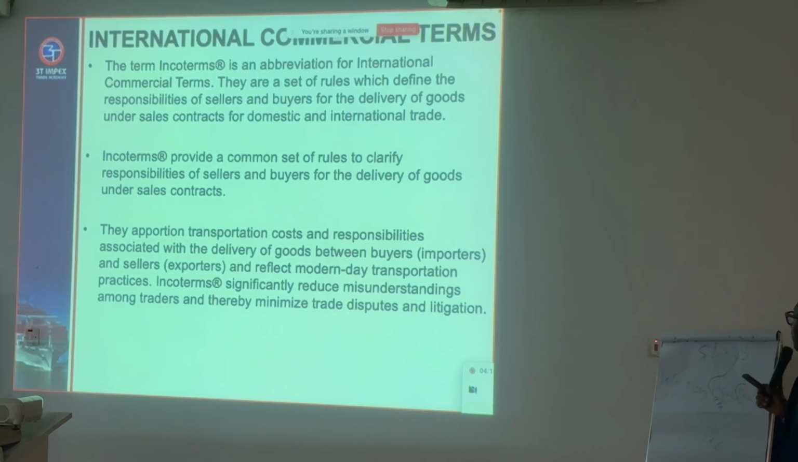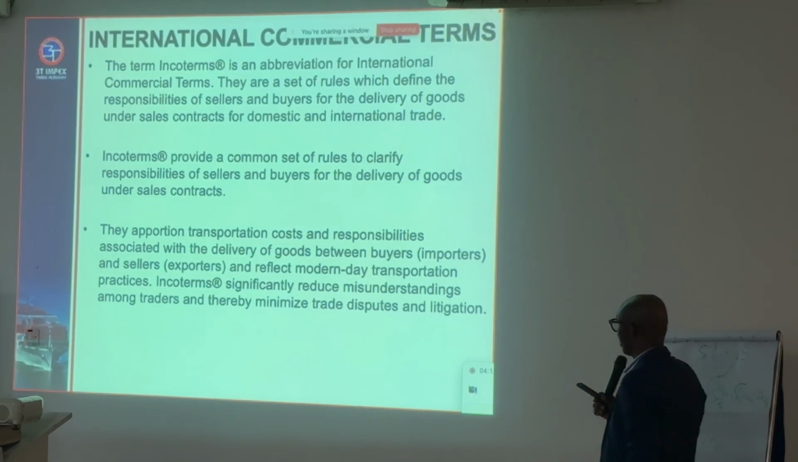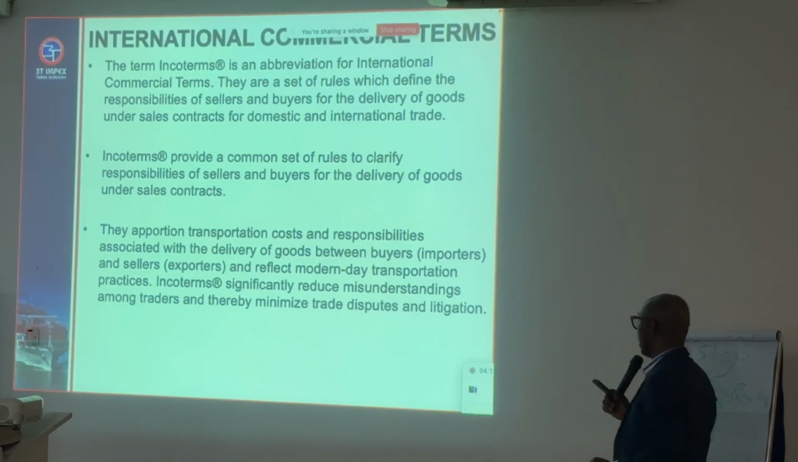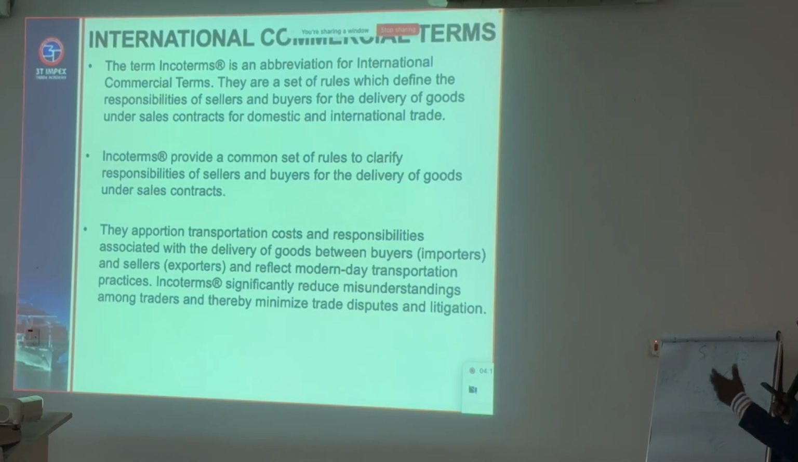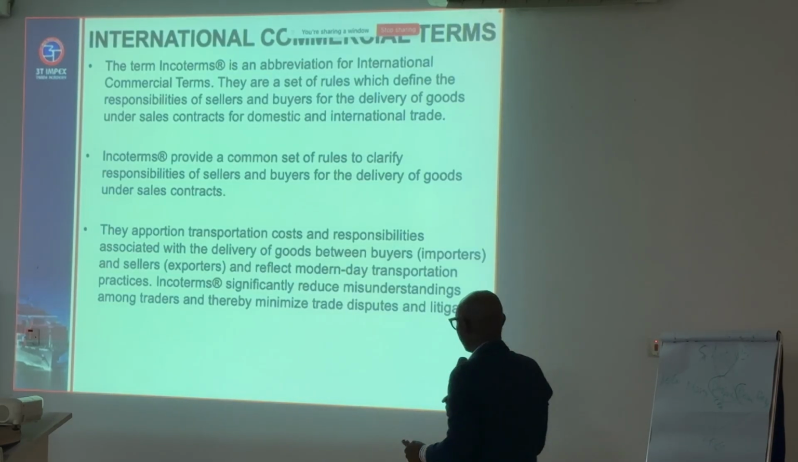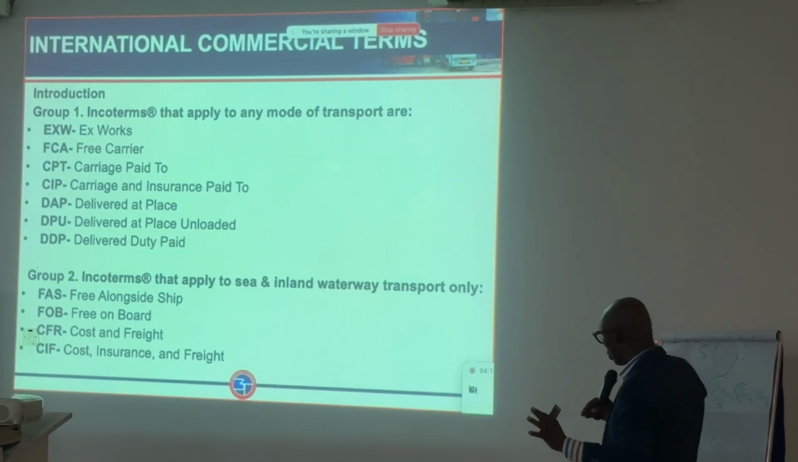and buyer for delivery of goods under sales contract. They provide a common set of rules that clarify responsibilities. They apportion transportation costs and responsibility associated with delivery of goods between the buyer and seller, and they reflect modern day transportation practice. Now, there are two groups.